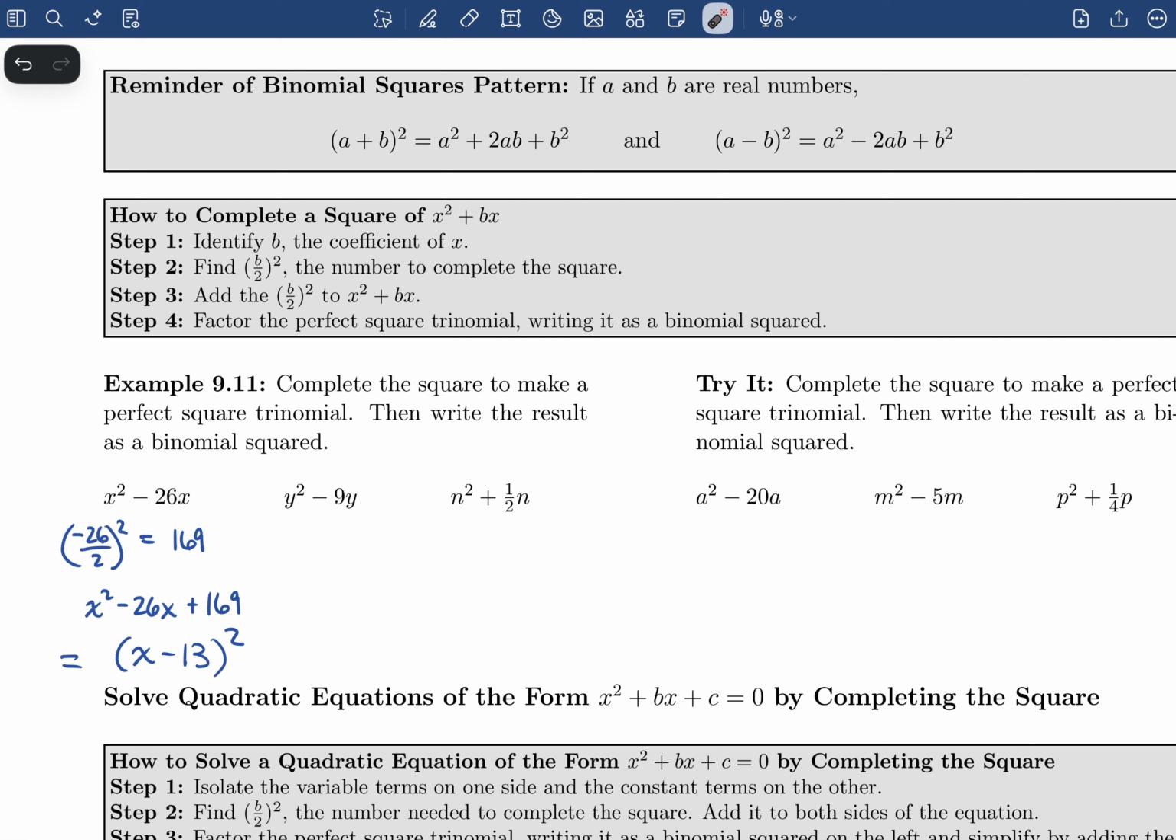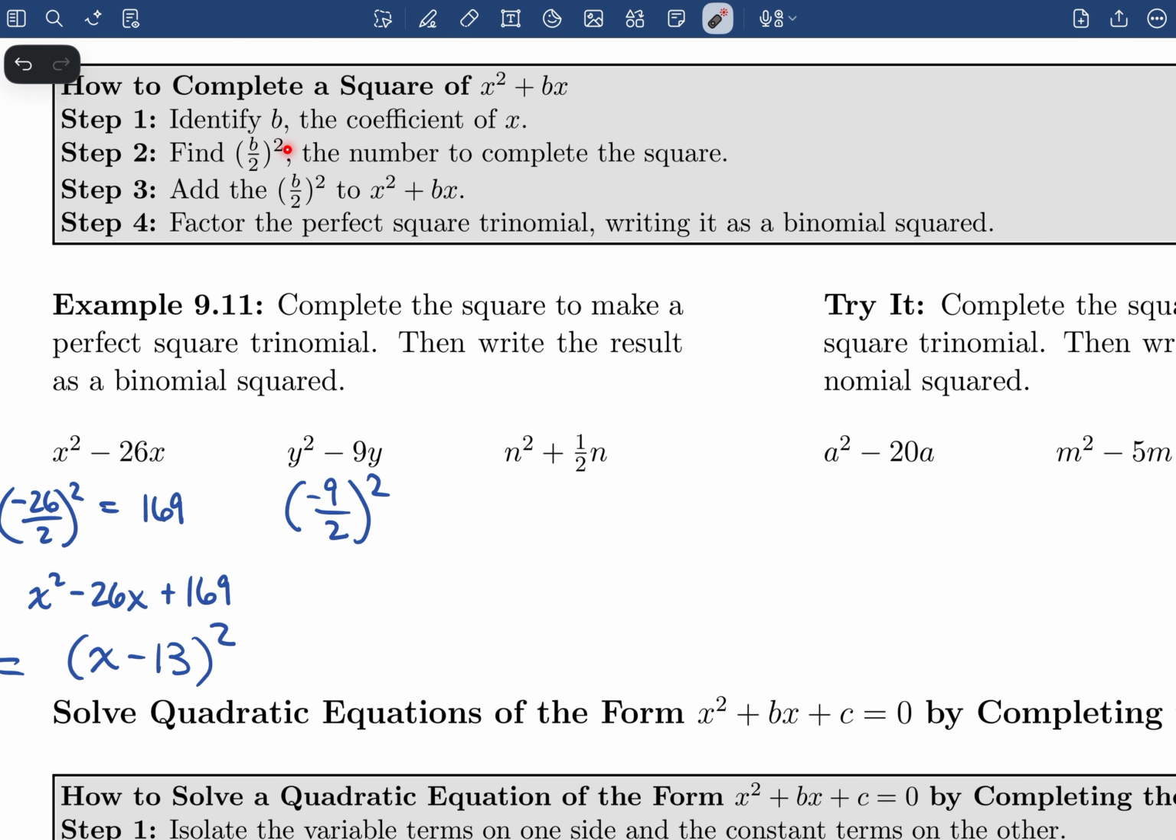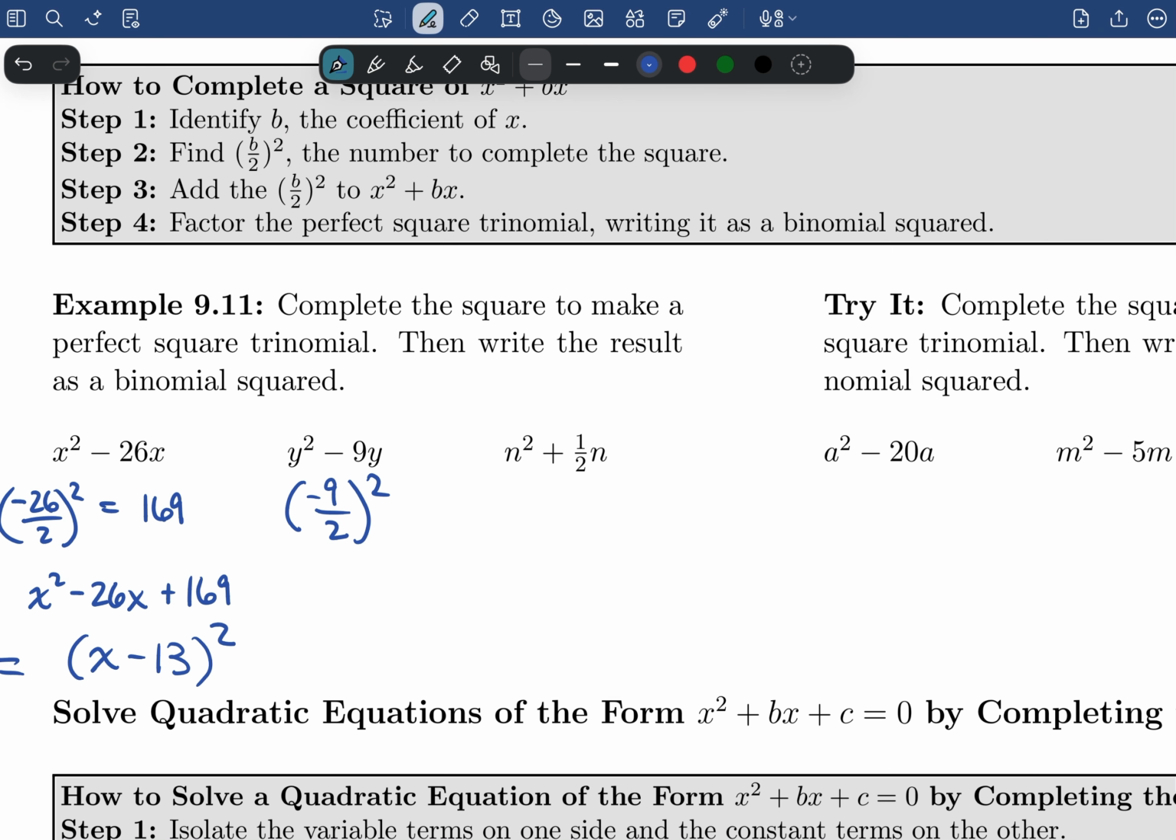Great, let's try this process again, maybe with a slightly smaller number. So now I look at y squared minus 9 times y, and I ask, what is the b value? That is the coefficient with the linear term y, and that's negative 9. So I take my b value of negative 9, and I divide it by 2, and I square it. That's how I complete the square. See, b divided by 2 squared. This is the number to complete the square.